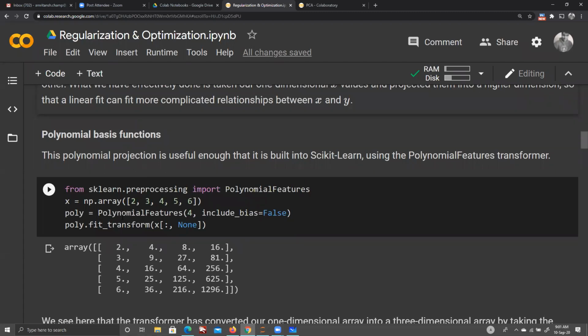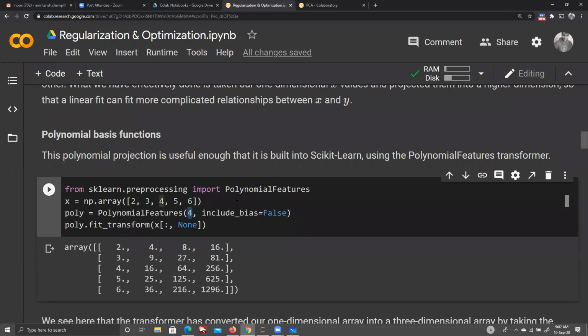So if I have an array 2, 3, 4, 5, 6, what does polynomial features do where power is 4 and include bias is false? Include bias is just to put an extra bias over there. So what is really this 4 basically? Can anyone explain? It's a degree, right? Yes, some people have answered it correctly. So it's the order or degree.